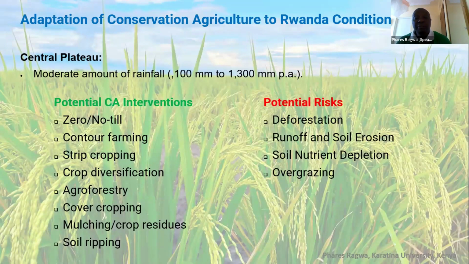Then in the middle, you have moderate rainfall, and some of the risks that you might expect there, of course, again, deforestation, runoff, erosion. I saw that there's a bit of a grazing area. You can have overgrazing, and that can expose the soil. And again, you can intervene with the technologies that are shown on the left there.